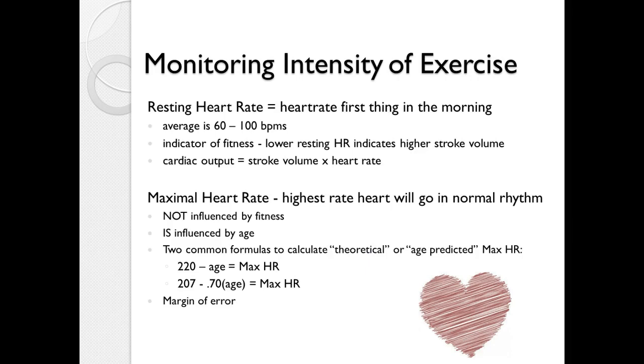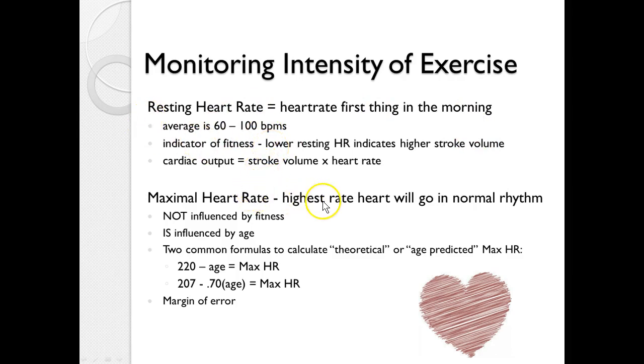Resting heart rate is that taken first thing in the morning and averages between 60 and 100 beats per minute. We know that a fit heart will have a greater stroke volume, and given a workout, if the stroke volume increases, the heart rate will decrease. So what we can take from that is a lower resting heart rate is indicative of a higher stroke volume and ultimately a higher fitness level. There is, however, a genetic component to this as well. So it is possible to be fit and have a higher pulse and vice versa.